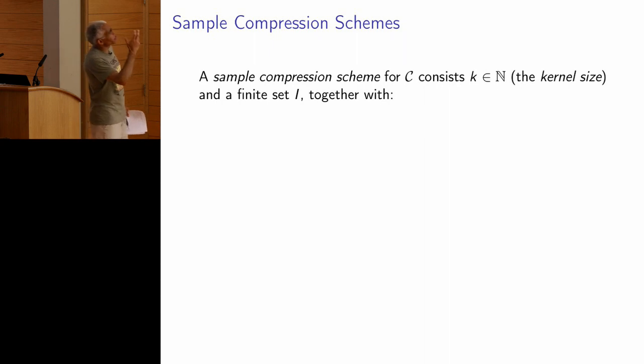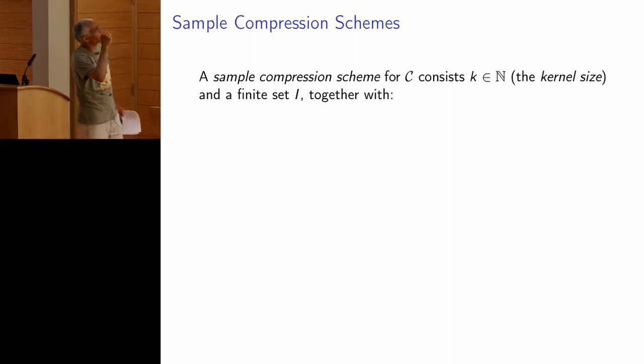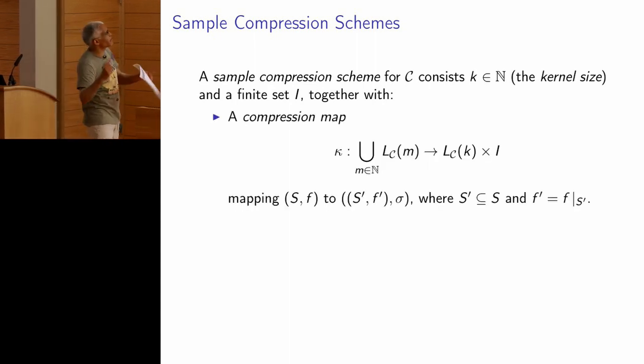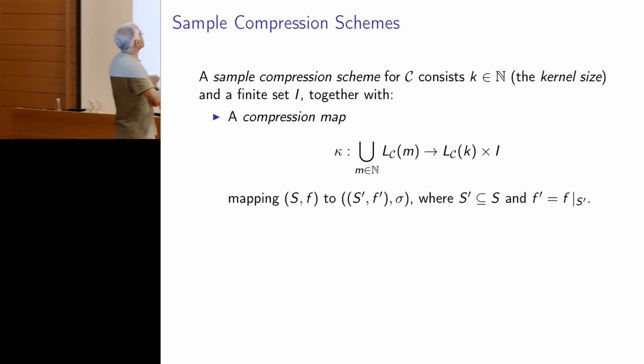So I have a concept class, and I define the notion of a sample compression scheme for a concept class. It consists of a number k, which is called the kernel size, and a finite set I, which stands for an information set, with the following data. So it's a compression map.